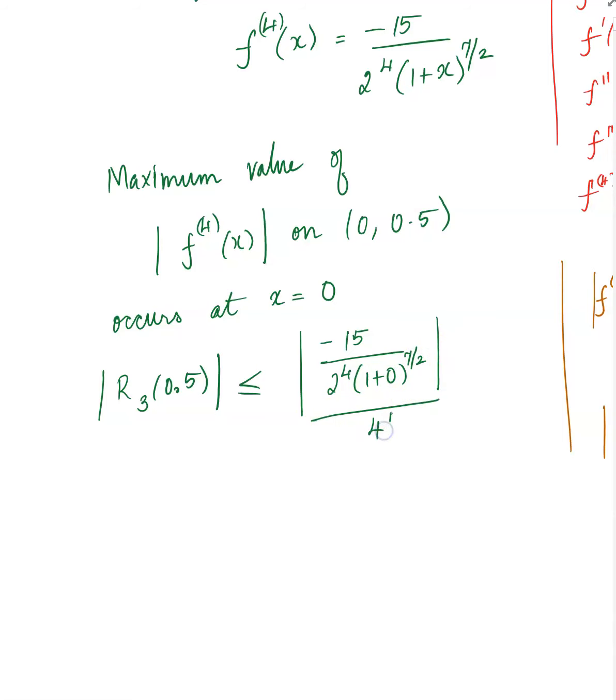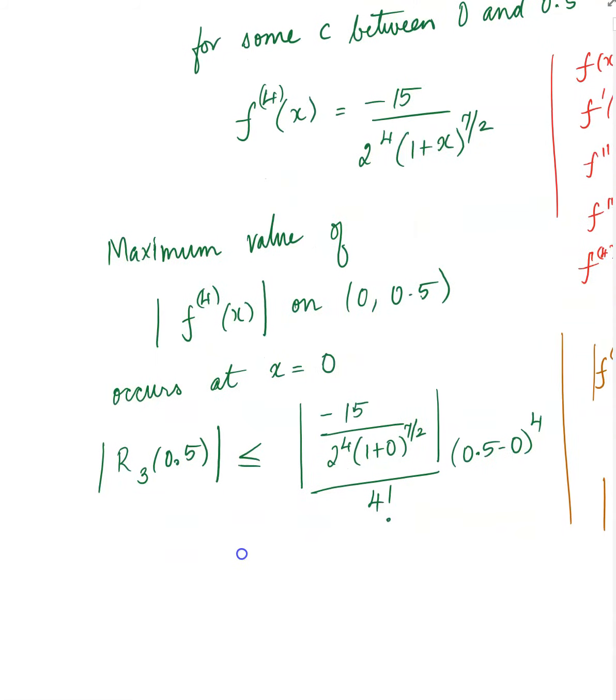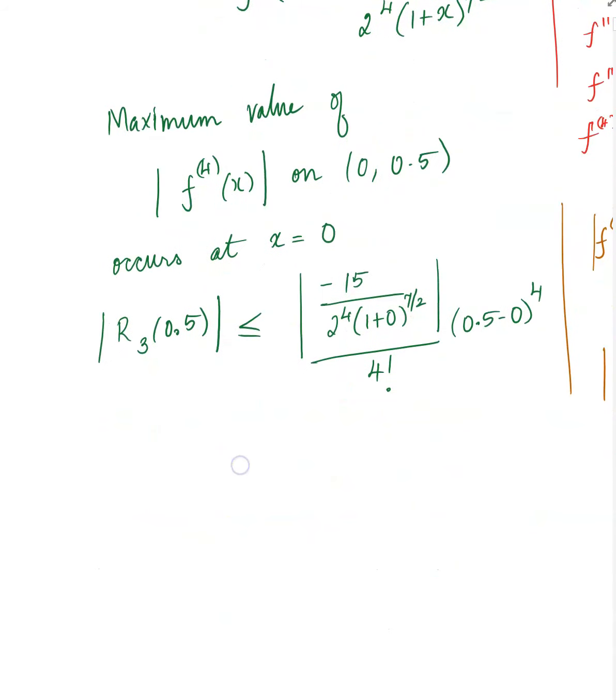Do you remember that the absolute value is meaningful only where the x is? So 0.5 minus 0 power 4. This again comes from the formula, so please go back and reference it. So that's less than or equal to 15 over 2 power 4 times 4 factorial times 0.5 power 4. Do all the computation. That is approximately 0.00244, meaning less than or equal to, right?